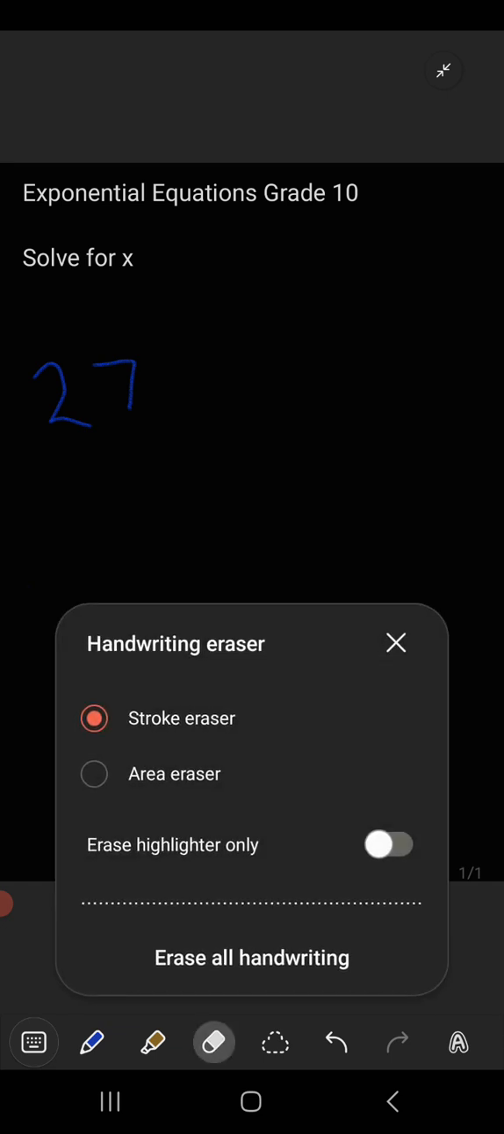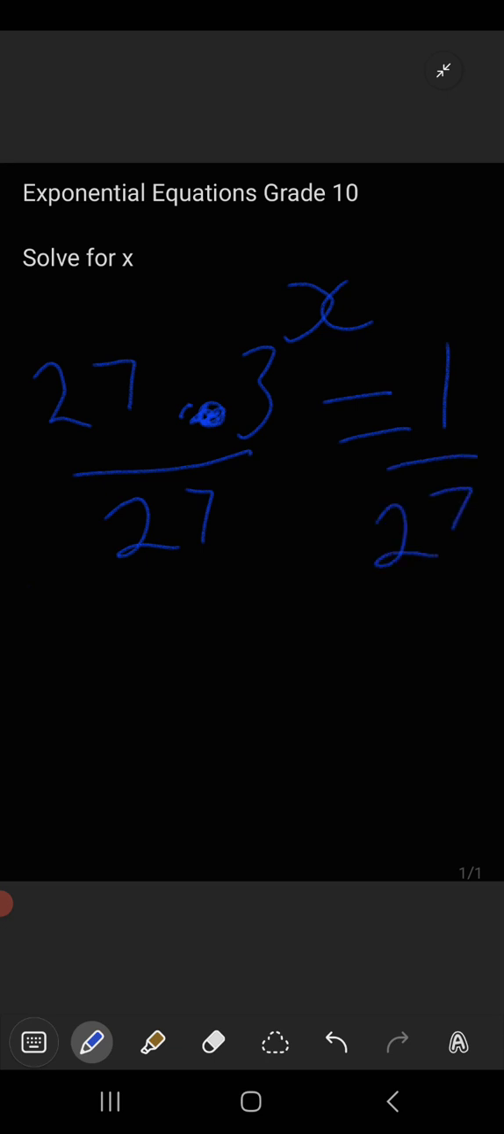Okay, hope you're learning, guys. So we have 27 multiplied by, I'll use a dot here. The dot indicates that there's a multiplication here. So we have 27 multiplied by 3 to the power of x, which is equal to 1. Our aim is to make 3 to the power of x the subject. So we are going to divide everything by 27. Even here, we are going to divide everything by 27.